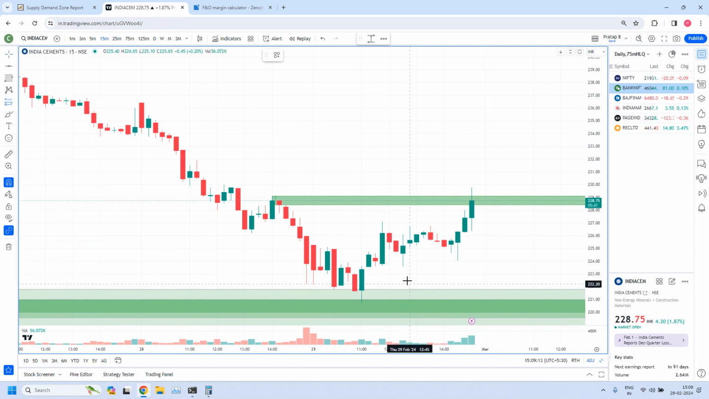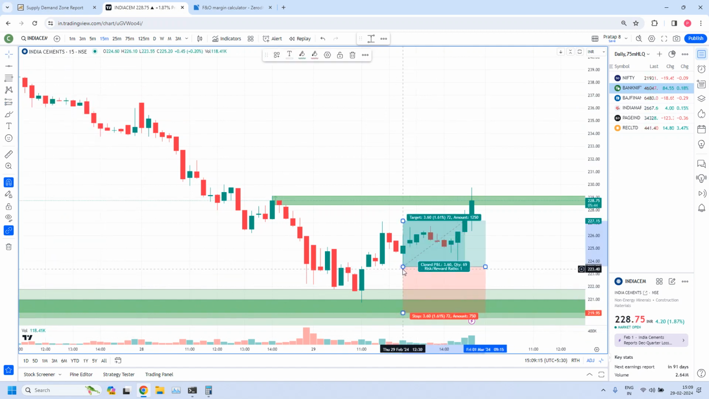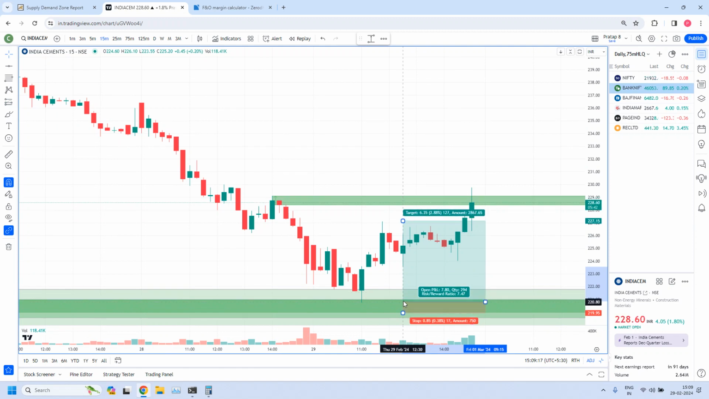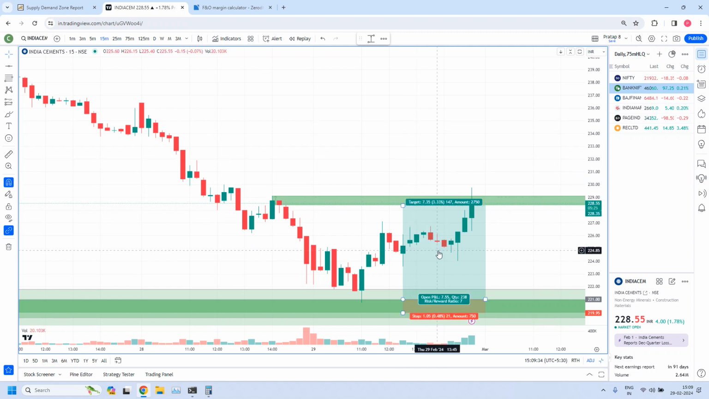Let me check the long position. This is your risk with some buffer also added approximately, and this is going to be your RR. So what is the risk reward? You got 1:7 RR. 1:7 RR. Excellent.